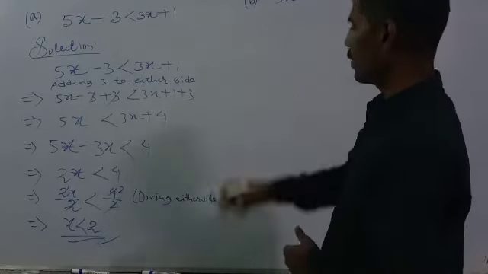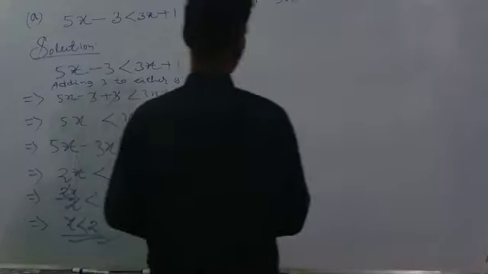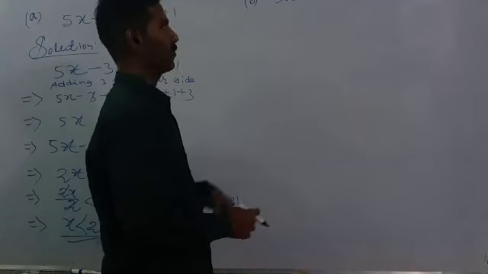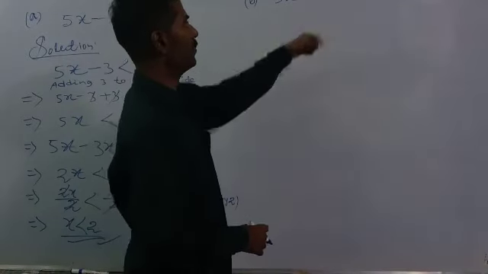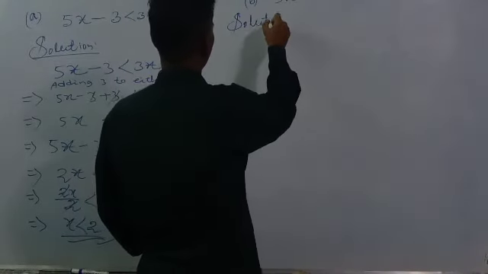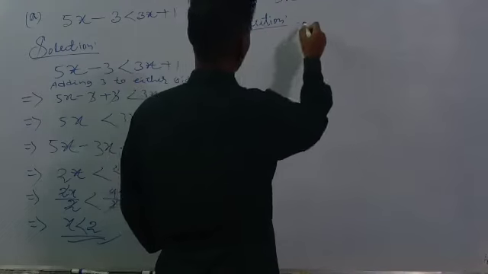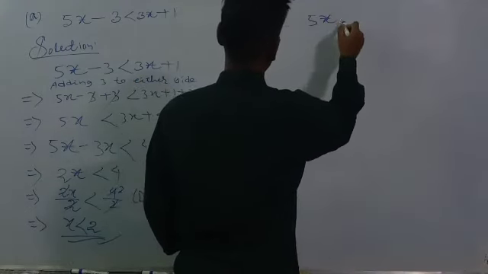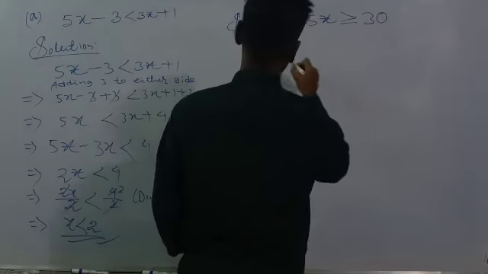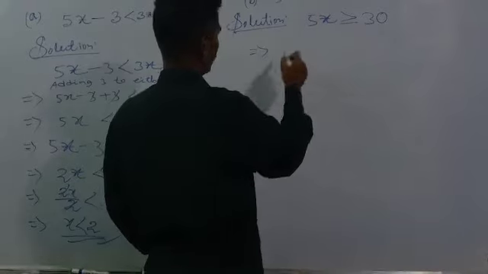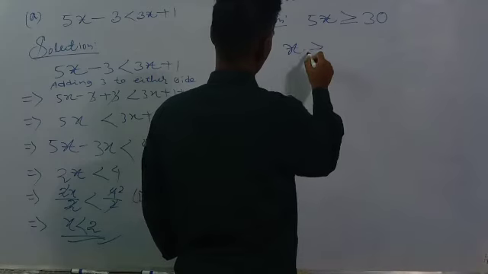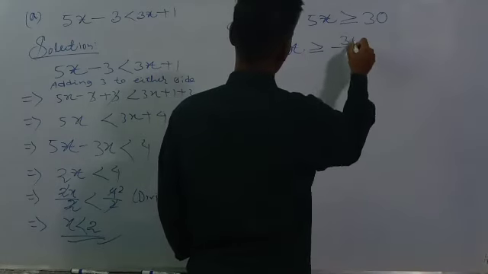Now let us solve sub question B. It is given 5x is larger than or equal to 30. Solution: 5x is larger than or equal to 30. Now see, x is larger than or equal to 30 divided by 5.